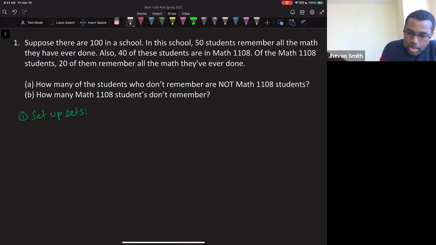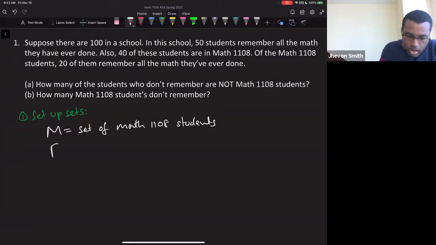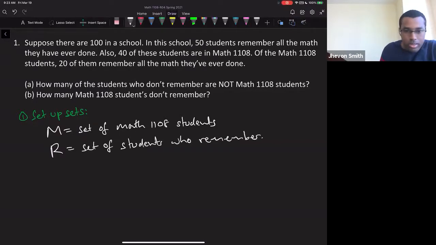So let me say M equals the set of Math 1108 students, and R equals the set of students who remember all the math they've ever done.